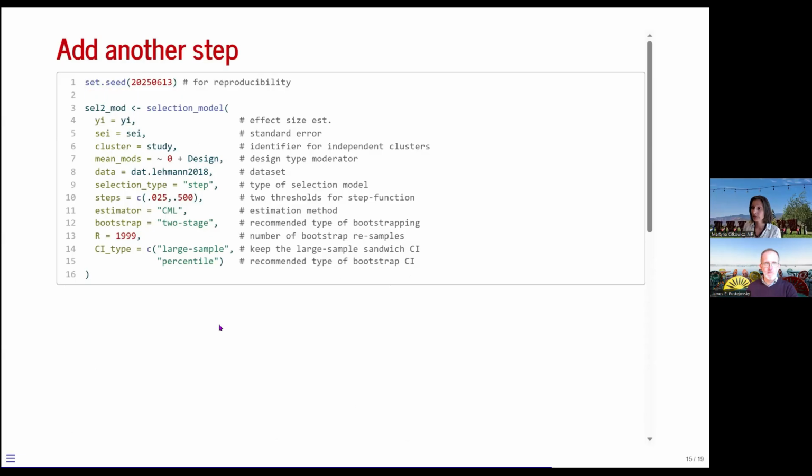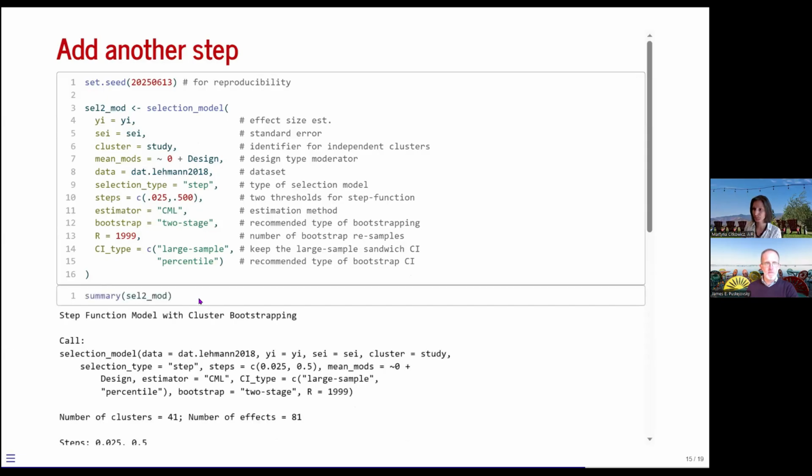Now, for the step function selection model, we can also add additional steps. So previously, we set our threshold to a p-value of 0.025. Using steps, let's try specifying an additional threshold at 0.50, which represents the effects in the opposite direction of the hypothesis.